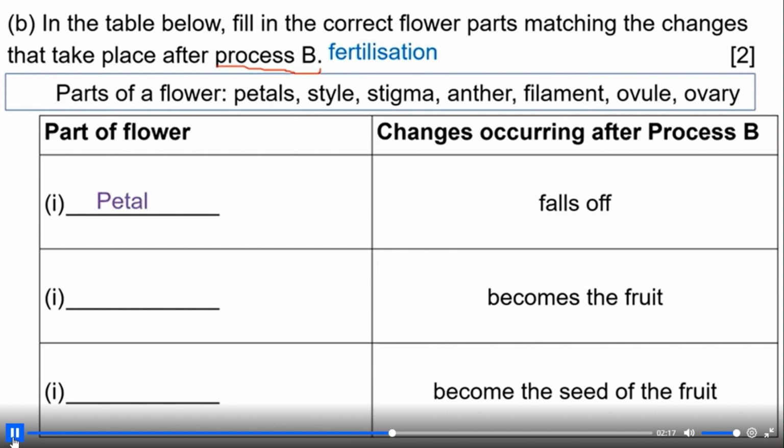Petal falls off. So after the petal falls off, what becomes the fruit? Which part of the flower becomes the fruit? It is actually the ovary. Ovary becomes the fruit. And then ovule becomes the seed of the fruit.